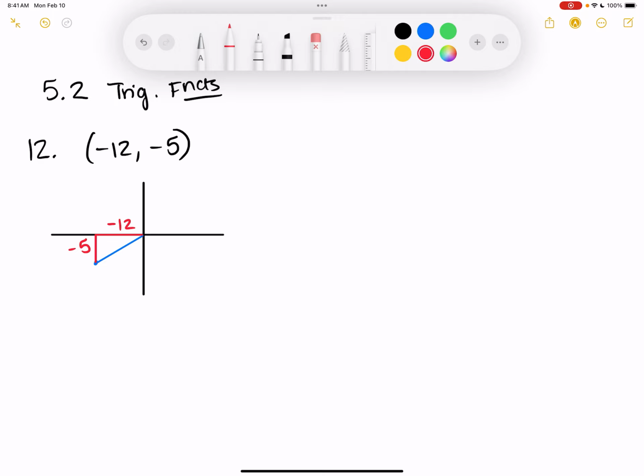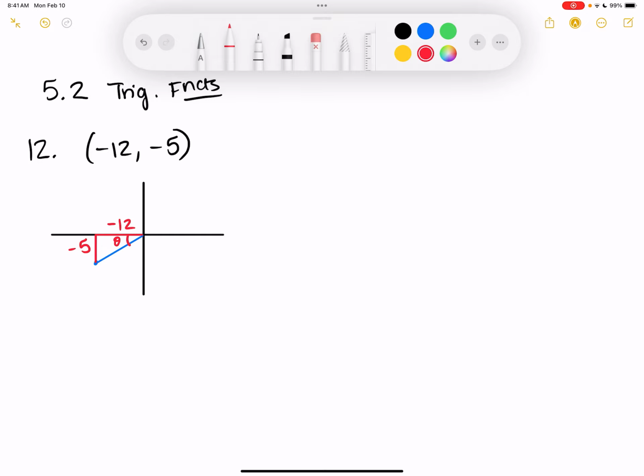So standard position means it touches the x-axis, so I'm using this angle here. This will be theta. And I don't normally necessarily draw that in, but if you need to for the visual for yourself, you can. And then what was the other thing it says? That the point is on the terminal side, so the terminal side is just where it stops. So this is just saying theta has to be a positive angle is all it means.